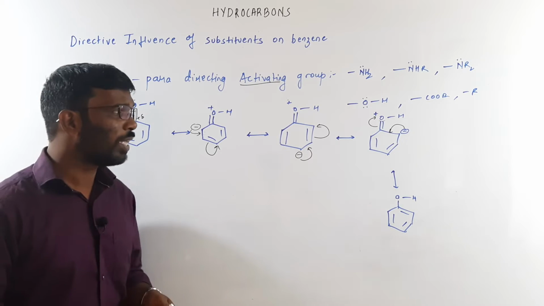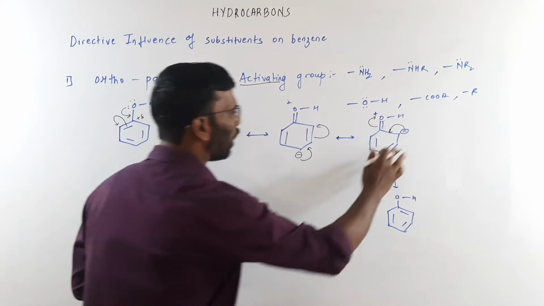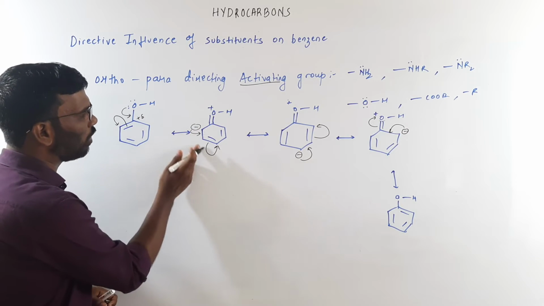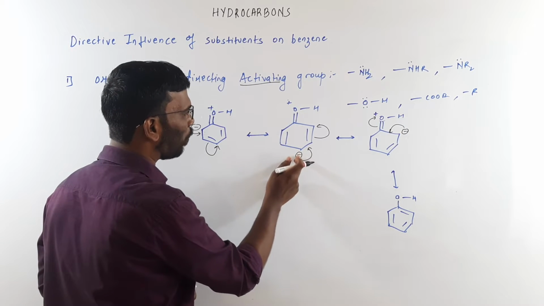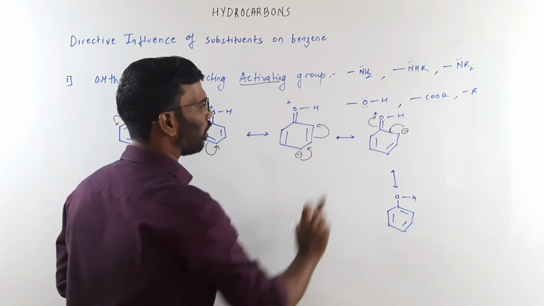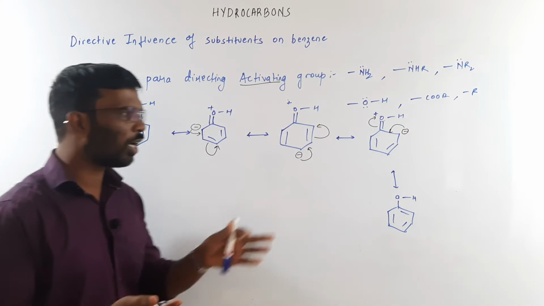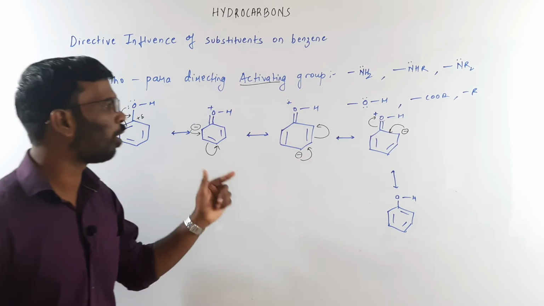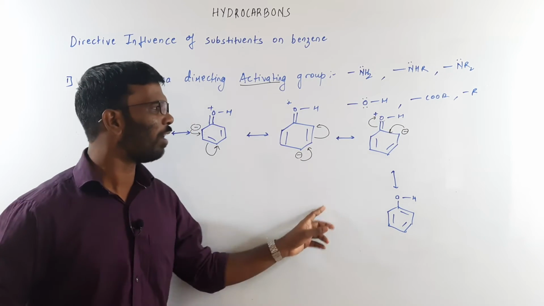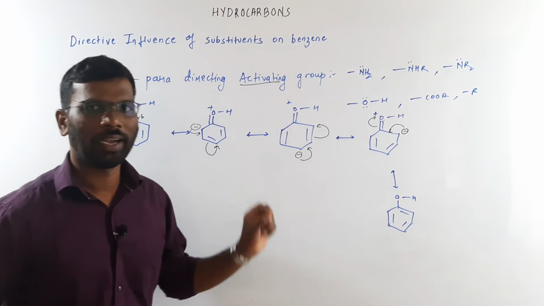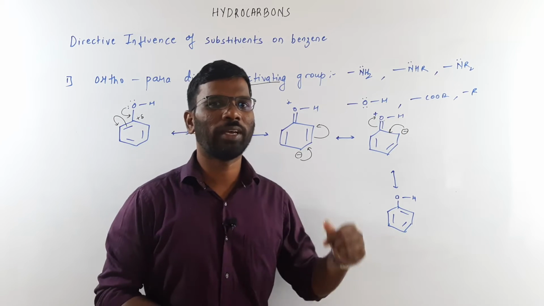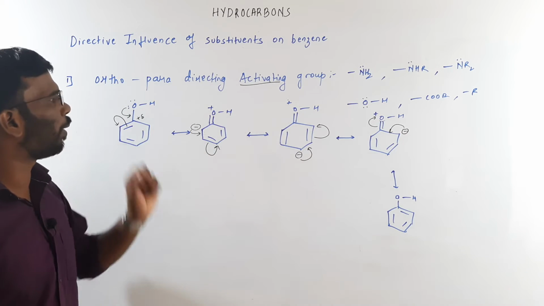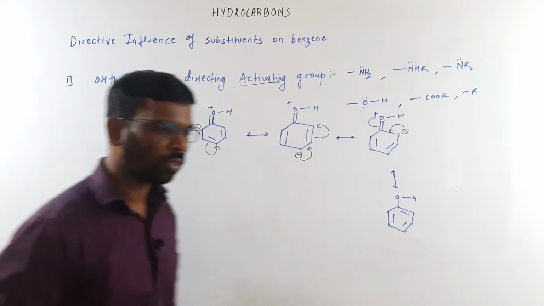And why? You can see that the negative charge on the benzene in the resonance structures is either at the ortho position, this is an ortho position, or this is the para position, or it is at another ortho position, right? So there is more electron density at ortho or para, never at meta. So the incoming electrophile will get substituted either at ortho or at para. So this is the concept of the directive influence of the ortho-para directing activating groups. So this is the thing.